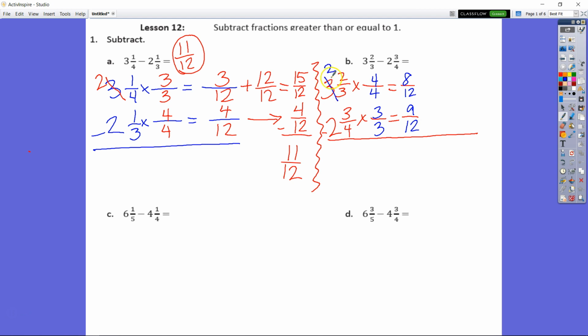Now, instead of 3 wholes, I'm taking one whole away, so I have 2 wholes. The one whole that I took away is now going to be rewritten or renamed as 1 whole equals 12/12. Anything over itself equals 1. I'm using my unit. Whatever my unit is, 12. So that's how I'm renaming my 12. So we know that 12/12 is equal to 1 whole. So now I have 8 12s plus 12 12s. 8 plus 12 is 20 12s minus 9 12s.